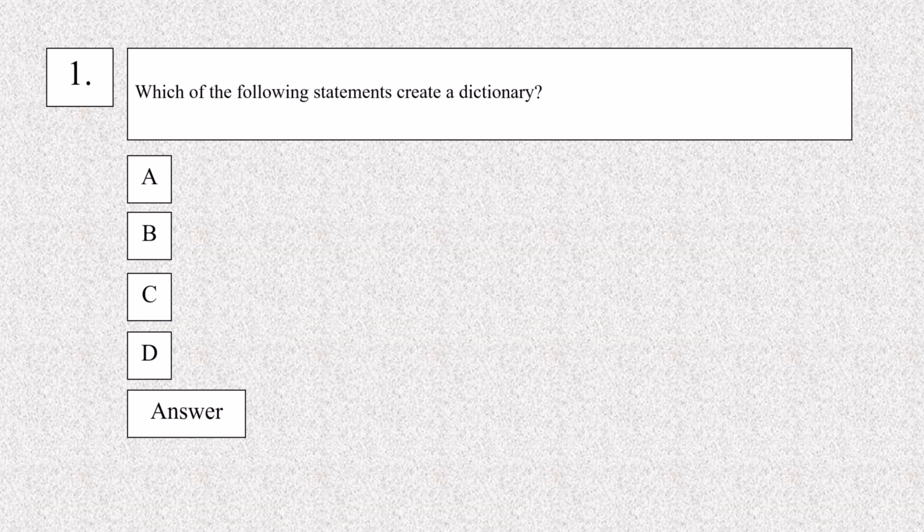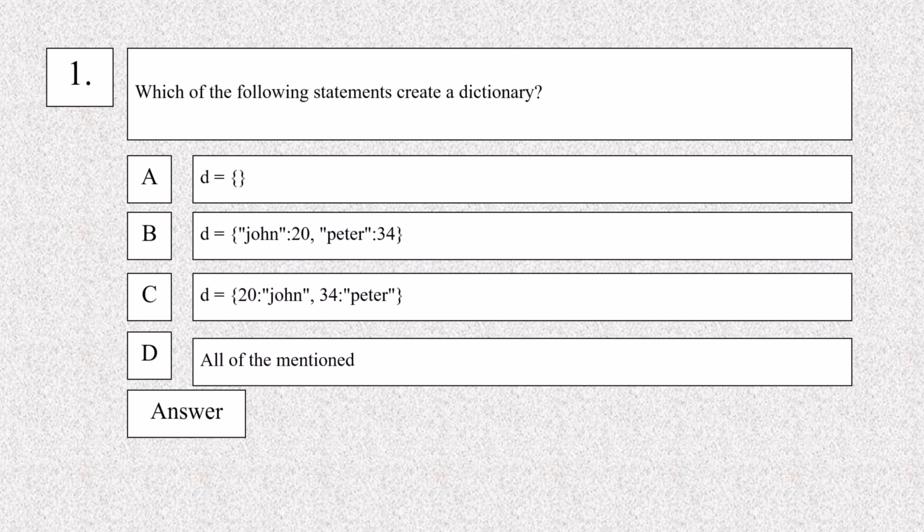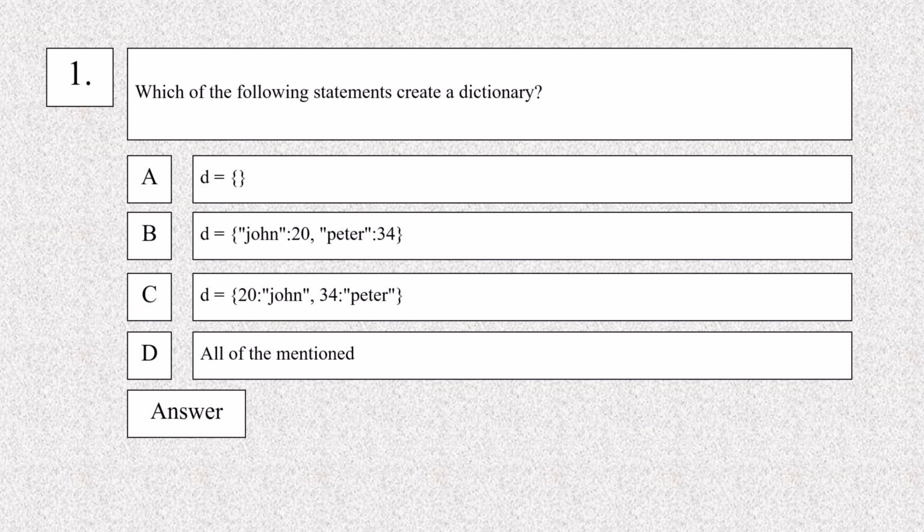Which of the following statements create a dictionary? Here is option A, option B, option C, and option D. Take your time and say which statement creates a dictionary. The correct answer will be option D, that is all of the mentioned. The first one, option A, will create a dictionary, but it is an empty dictionary.